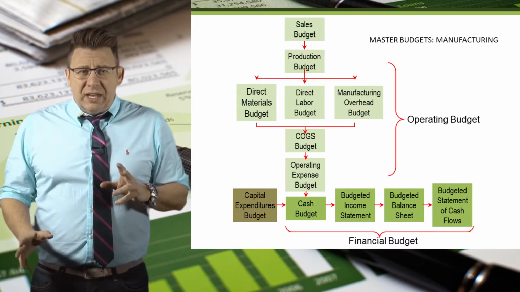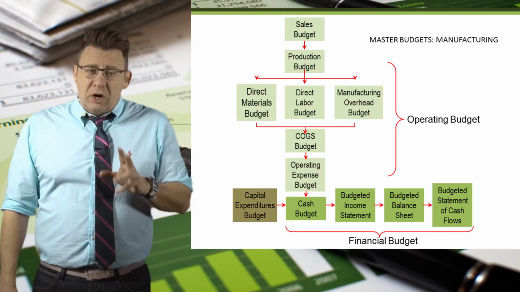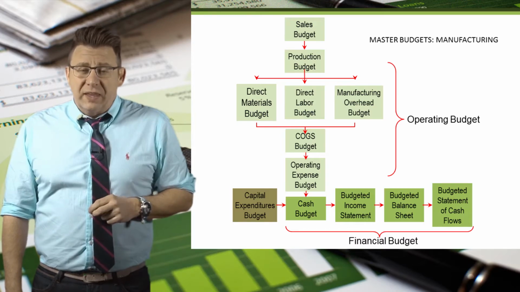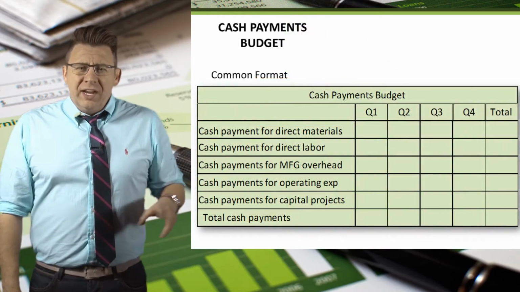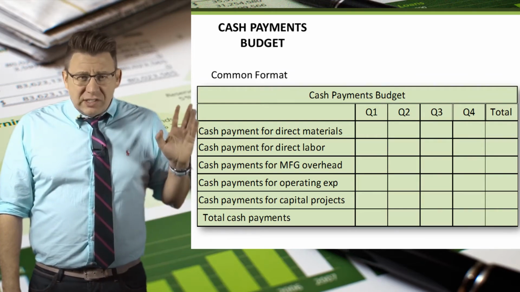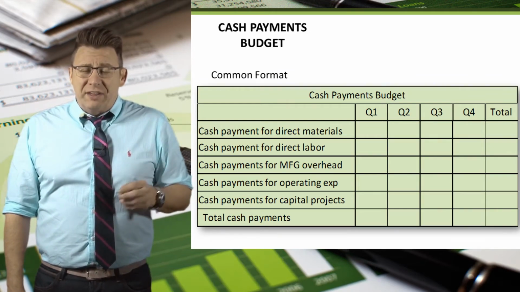This budget can be done either separately, like I'm doing, or as part of the larger cash budget. Either way, we're going to use the results in the cash budget. Here you can see a common format for the cash payments budget. Often it just lists the items that we have that will have cash disbursements.